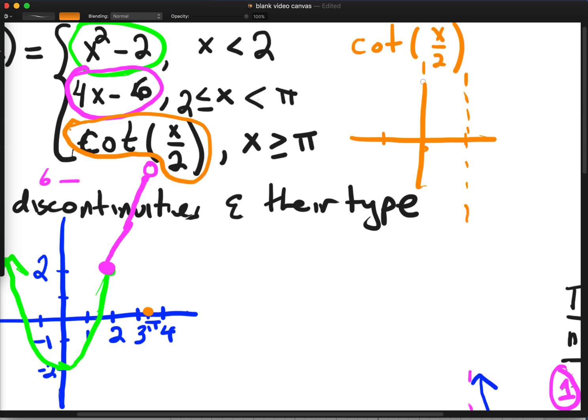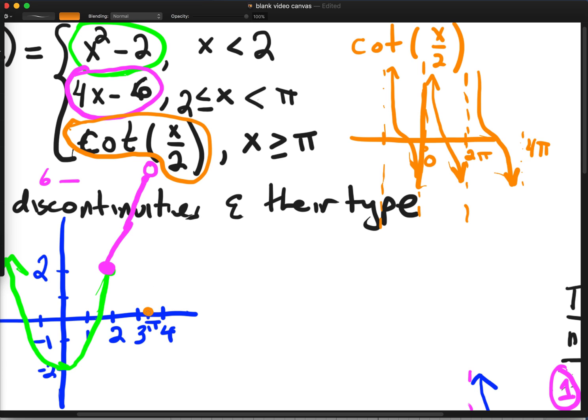So the cotangent graph looks like this. It has a vertical asymptote here, here, and here, and it just keeps repeating itself. Normally these are at 0 and pi. Now because I have x divided by 2, what does that do to the period? It doubles it, right? So instead of 0, pi, 2 pi, 3 pi, it's going to be 0, 2 pi, 4 pi. So there's a vertical asymptote at 0, 2 pi, another one at 4 pi, and so on.